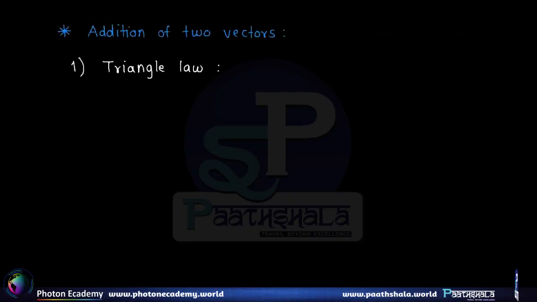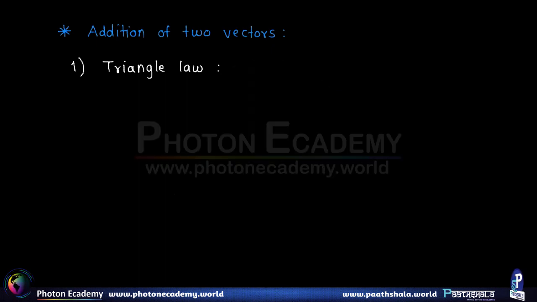Now let us see the algebra of vectors. That means how can we add or subtract two vectors and so on. Now the first law used to add the two vectors is nothing but the triangle law. Now let us understand what the triangle law is.